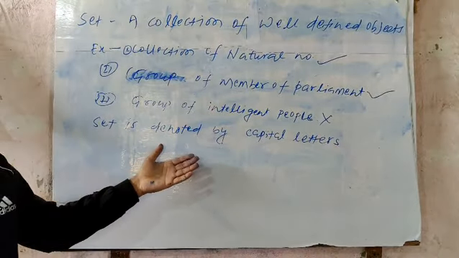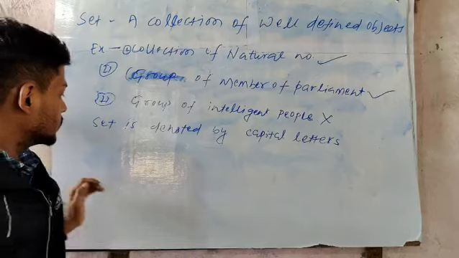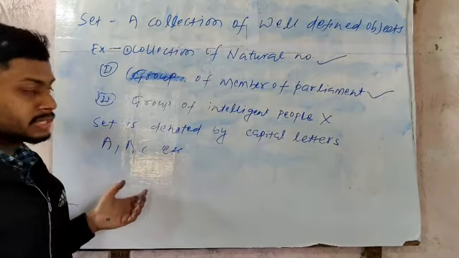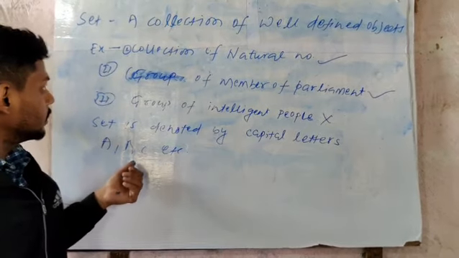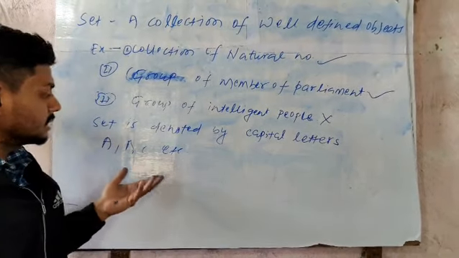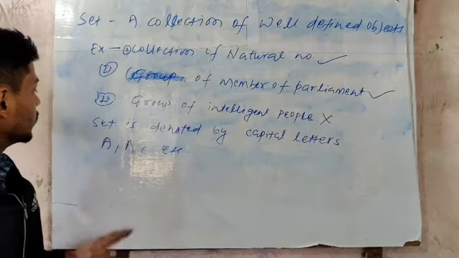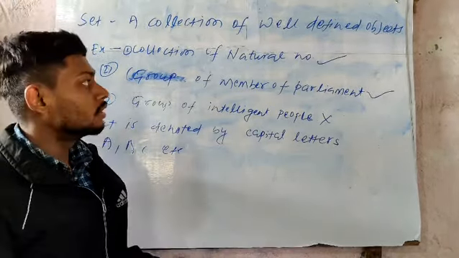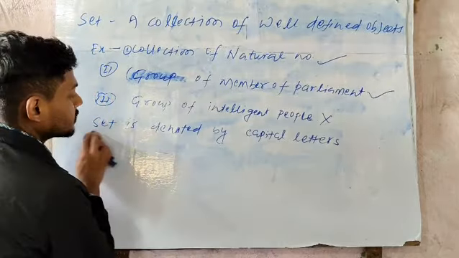A set is usually denoted by capital letters such as A, B, C, D, etc. We can represent the set by capital letters. Now we will see the representation of a set. How to represent a set?